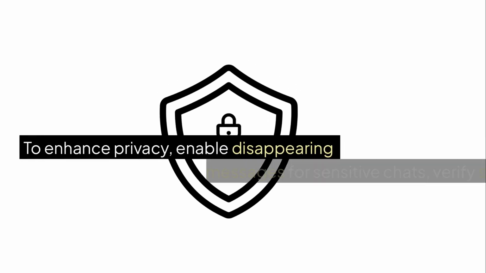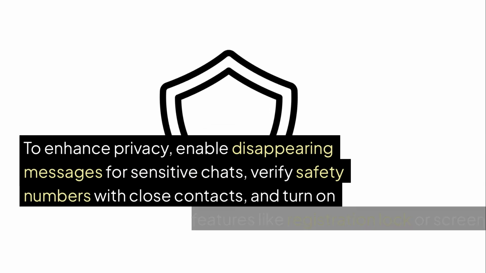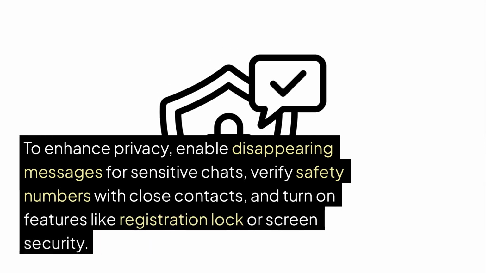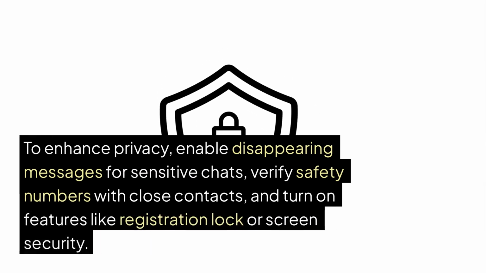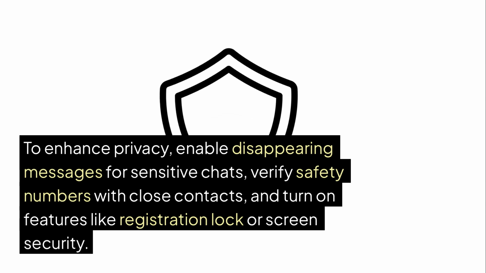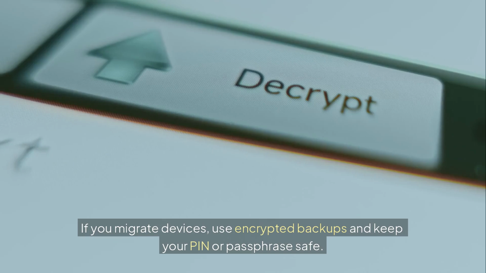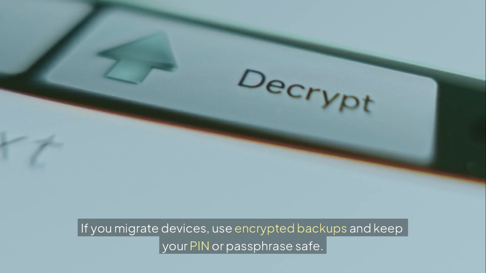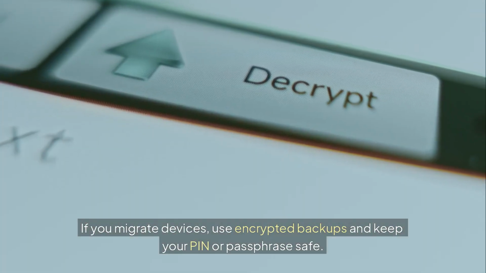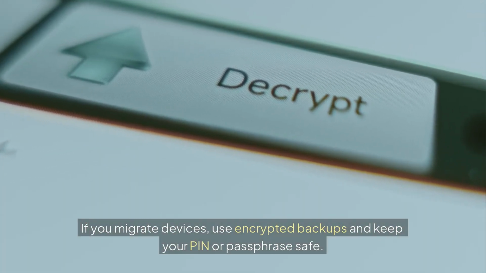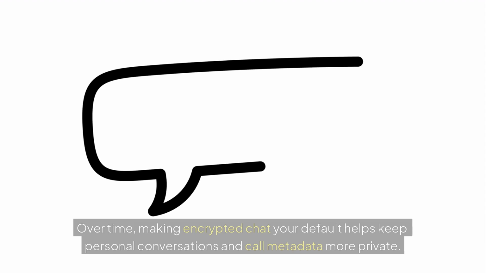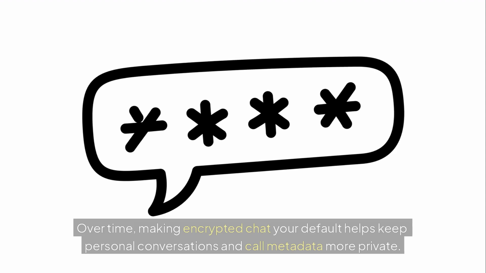To enhance privacy, enable disappearing messages for sensitive chats, verify safety numbers with close contacts, and turn on features like registration lock or screen security. If you migrate devices, use encrypted backups and keep your PIN or passphrase safe. Over time, making encrypted chat your default helps keep personal conversations and call metadata more private.